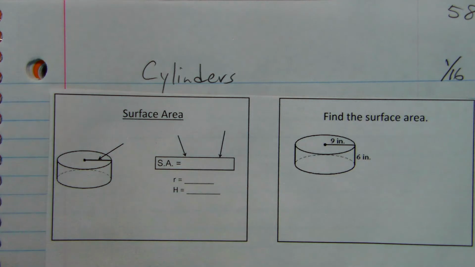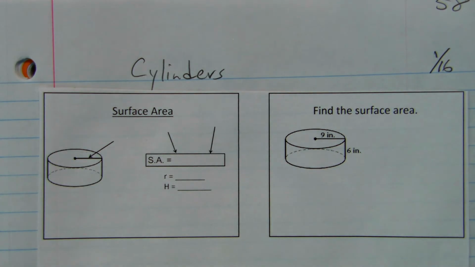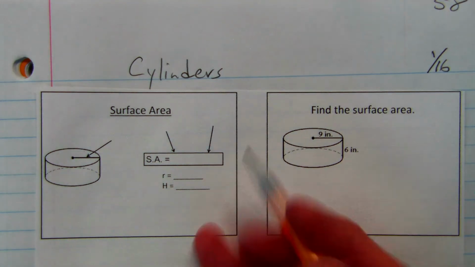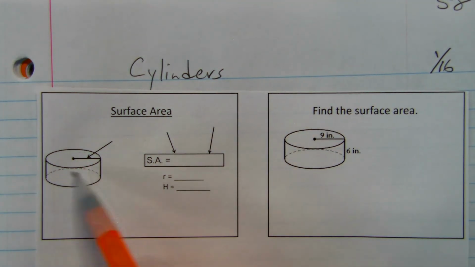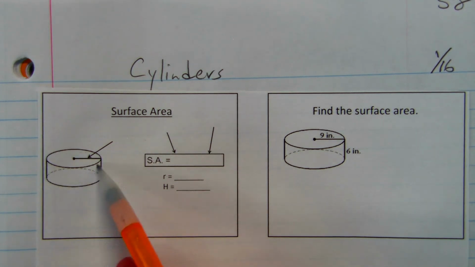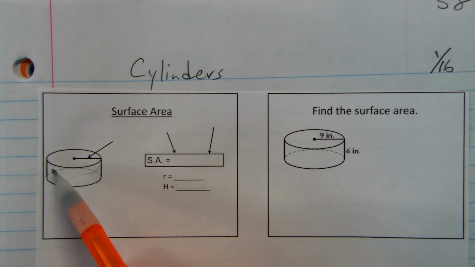All right, so we're going to look at surface area and volume of cylinders. In order to do this, we first have to look at the parts of a cylinder. So cylinders have a circle on the top and the bottom, and then there's a really long rectangle that's been bent around to make what they call the lateral side here.